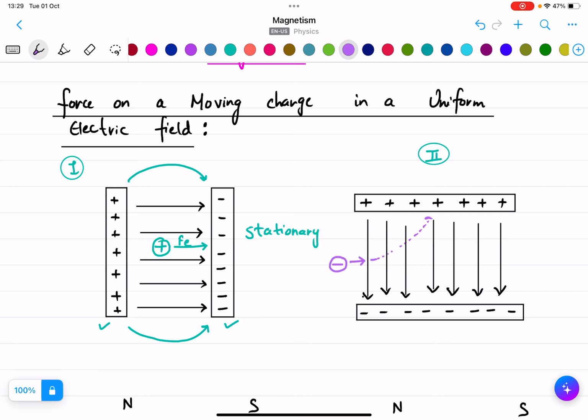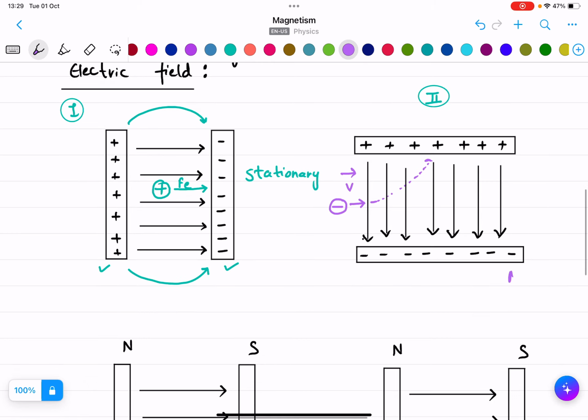That means it is moving in this direction, velocity is in this direction, and it will deflect towards the positive plate. So if the charge is moving, then this will be the case, and if the charge is stationary, then this will be the case. So what will be the direction of the electric force? It will be upwards, right? Because the charge is moving towards the positive plate. So this was all about the electric field.